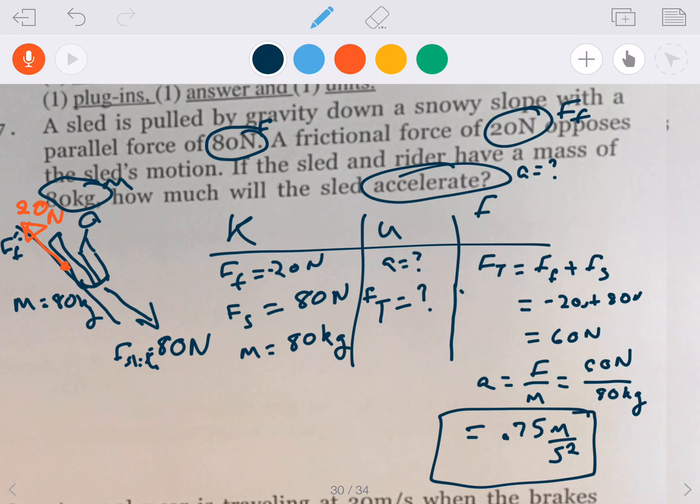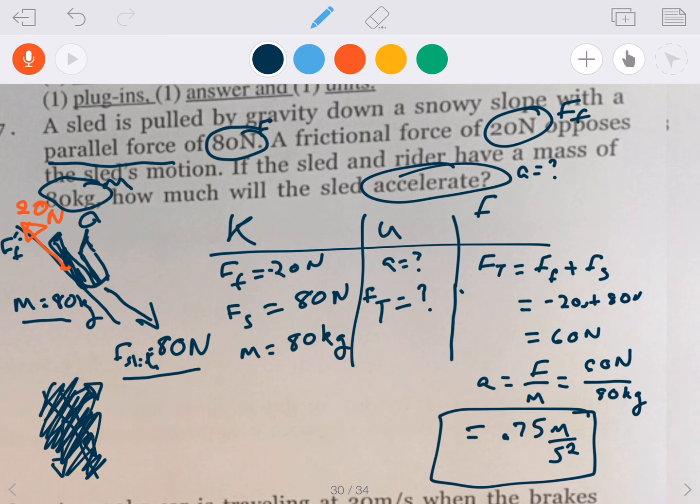I already drew the picture, but I've got my sled here, and my stick figure rider, and then my friction force in red of 20 newtons, the force of the slide, which is 80 newtons, and my mass of 80 kilograms. Now it says a parallel force. What they're talking about here is the slope is this way, and the force is parallel. If it wasn't parallel, then we would have to do all kinds of angle work, because the force of gravity pulls literally straight down, and the normal force is at an angle. We would have a bunch of other calculations to do, but they've already done those calculations for you. The force is parallel to the surface, in the same direction as the surface.